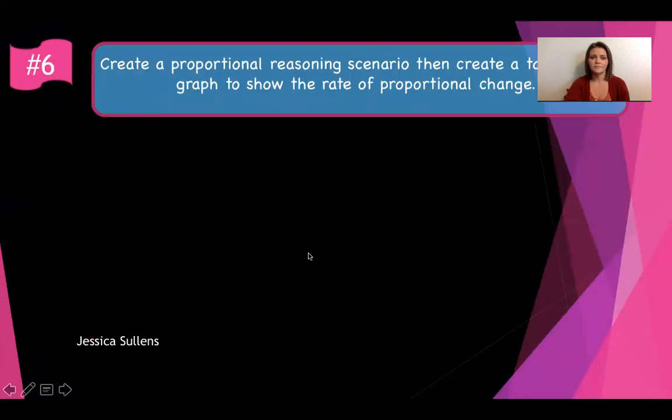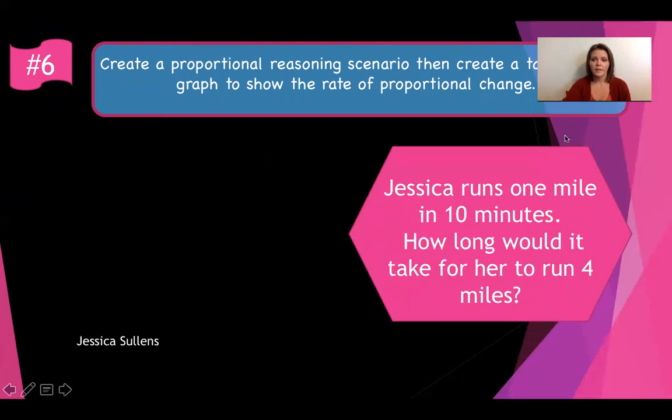Okay. Moving on, we had to create a proportional reasoning scenario, then create a table and a graph to show the rate of proportional change. So let's look at this. Let's say Jessica runs 1 mile in 10 minutes. How long would it take for her to run 4 miles? We can assume that Jessica keeps that same 10-minute-a-mile pace the whole time and doesn't fall or have any other encounters that might slow her down.